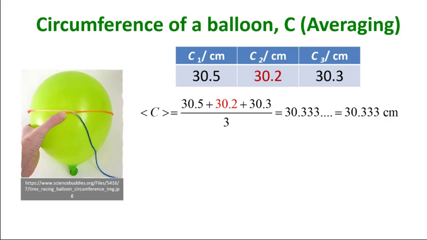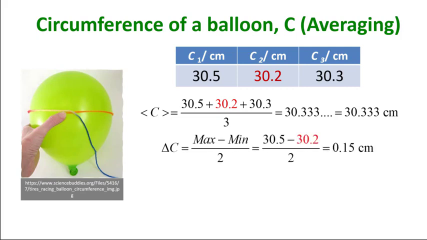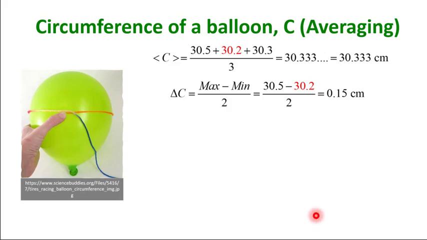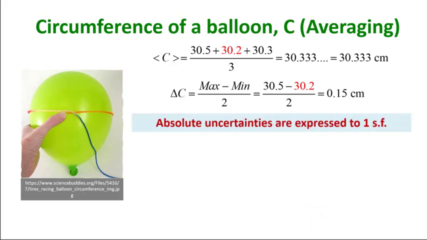Next, we compute the new uncertainty based on maximum minus minimum divided by 2. And we will have 0.15 centimeters. But wait, we are not at the end of our story yet. As absolute uncertainties of readings are often estimates, it's not meaningful to report absolute uncertainties to so many significant figures. Hence, absolute uncertainties are reported to one significant figure, and the uncertainty of C should be written as 0.2 cm when rounded off to 1 SF.